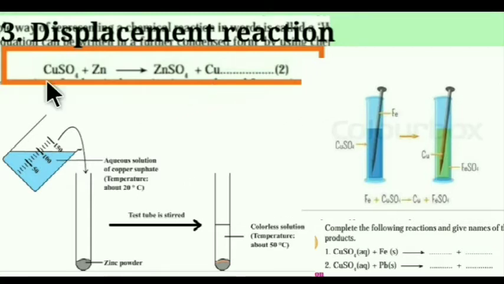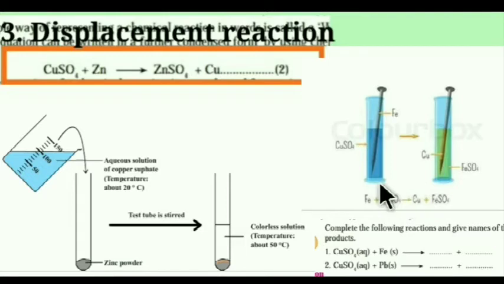In this, Zn2+ ions formed from the zinc atom take the place of Cu2+ ions in copper sulfate, and Cu atom from the Cu2+ ion comes out. It means that zinc displaces Cu from CuSO4 solution, and here zinc sulfate is formed and Cu is displaced.